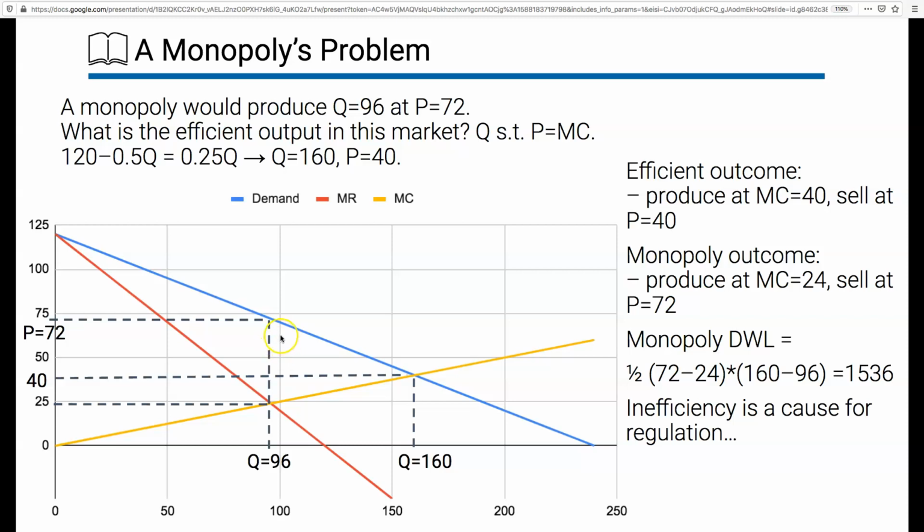The basic things that you need to know is that a typical monopoly underproduces, 96 versus 160, overcharges, 72 versus 40, and thus generates deadweight loss in the form of lost gains in trade.